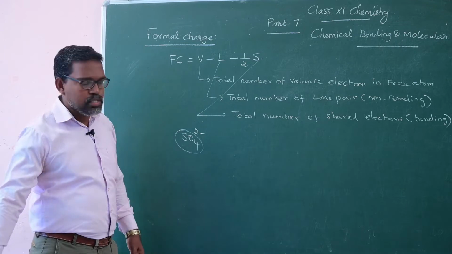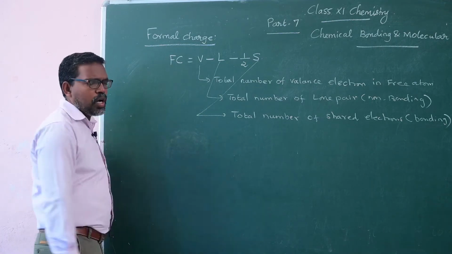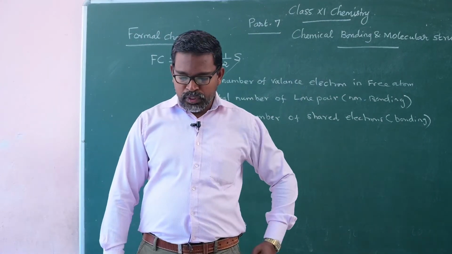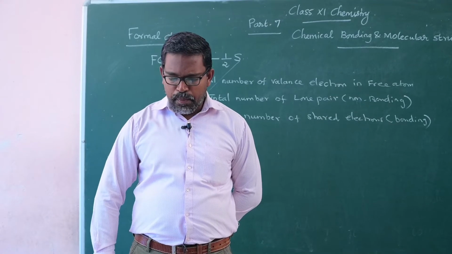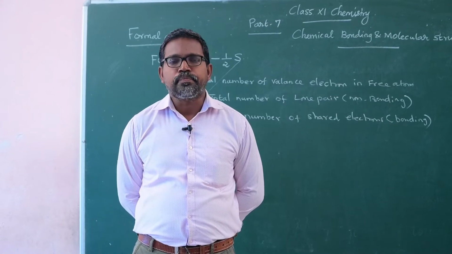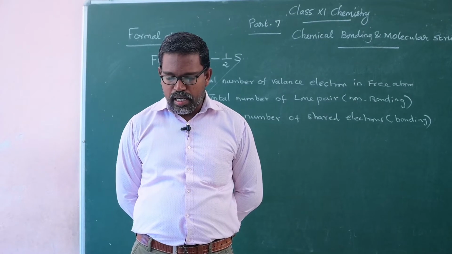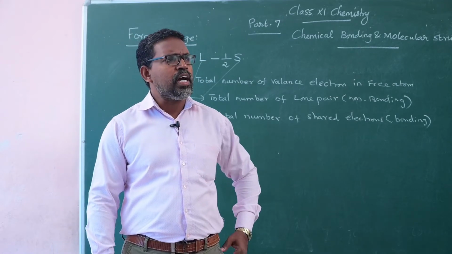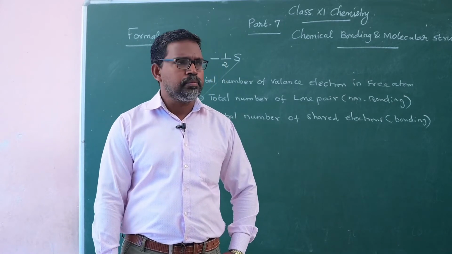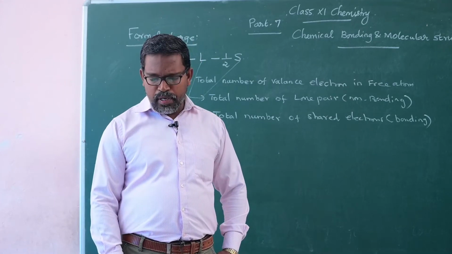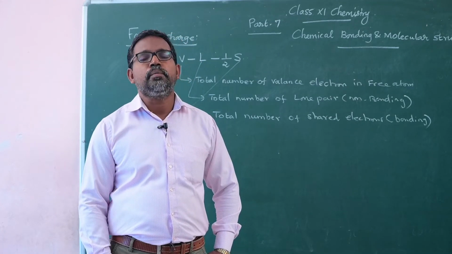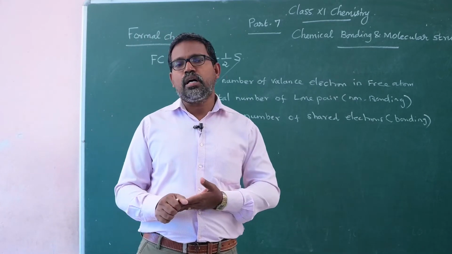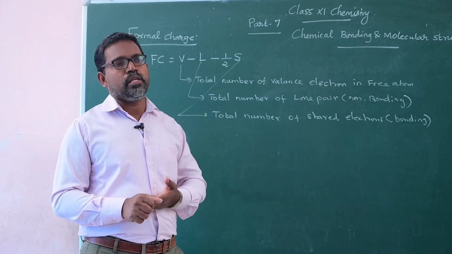But in the case of individual atoms, how to calculate the formal charge? Normally the formal charge is nothing but the difference between the number of valence electrons in an isolated atom and the number of electrons assigned to that atom in a Lewis structure. The difference between these two things gives the formal charge of the concerned molecular ion, that is, the polyatomic molecule.